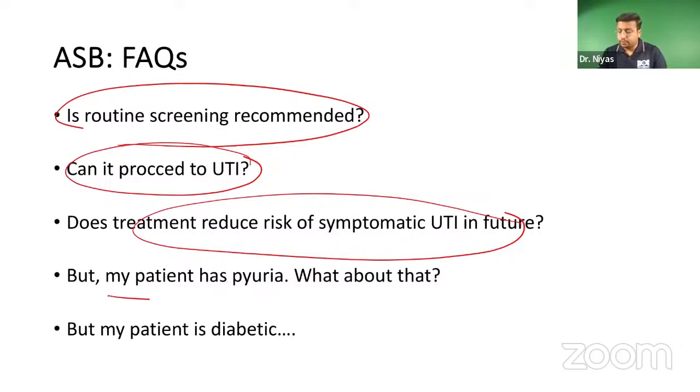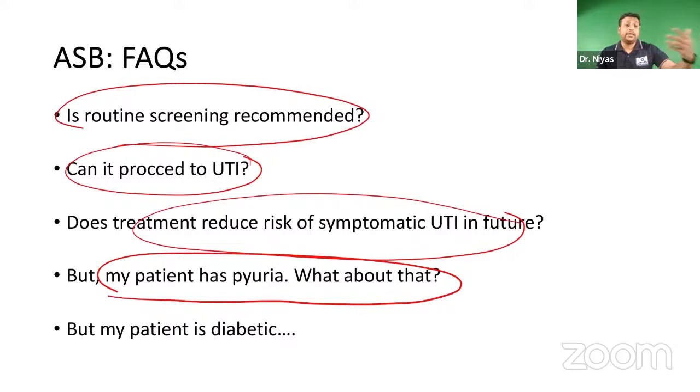But some doctors may argue that my patient has pyuria. Again, there is no indication. Even if your patient has pyuria, there is no indication. My patient is diabetic. Even then, you don't have an indication to treat asymptomatic bacteriuria.